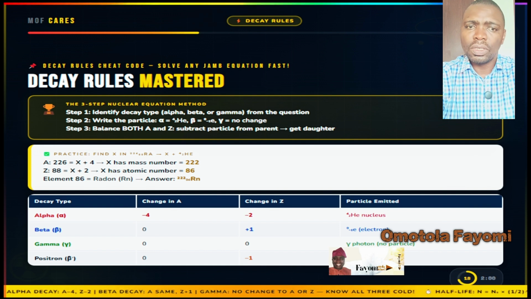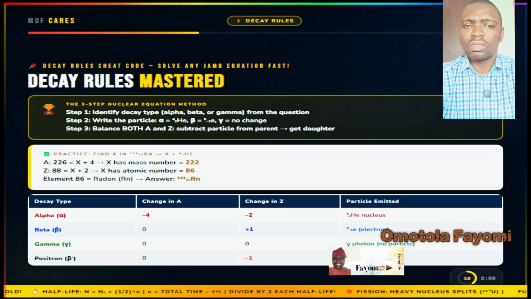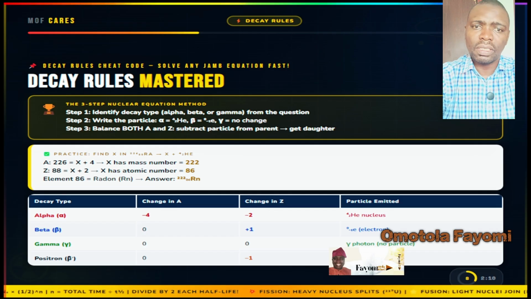Essentially, we need to understand that the charge is -1, mass essentially 0. Beta particles have medium penetration because they can be stopped by about 3 millimeters of aluminum.